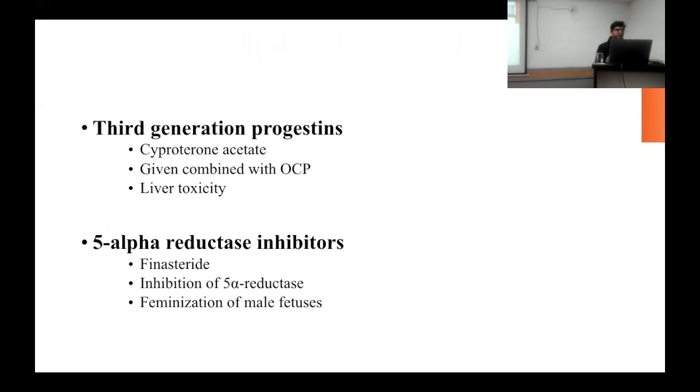Third generation progestins, such as cyproterone acetate. Now, cyproterone acetate can be used as a separate drug, which is 50 to 100 mg along with estradiol, or they come in combination, such as Diane with 2 mg combinations. It causes liver toxicity, but we have seen it very rarely. A 5-alpha reductase inhibitor, finasteride, etc. can be used, but very importantly, it causes feminization of male fetuses, so that needs to be kept in mind. I have not seen much response with finasteride, as discussed last time.